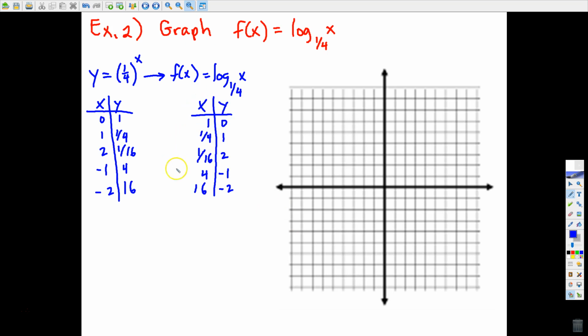I'm going to plot this table, and that will represent my answer. Obviously, I've got to be more worried about the x-axis getting big in this case. I've got to be able to plot 16, so I'm going to turn these into units of 2, and I'll leave the y-axis alone. All right, let's plot these. 1, 0 would be right there. 1/4, 1. 1/16, 2, so we're getting closer and closer to the y-axis, this time as we go upward. And now 4, negative 1, and 16, which I believe is 8, 4, 5, 6, 7, yeah, this is 16, negative 2. So this is, once again, decay flipped over.